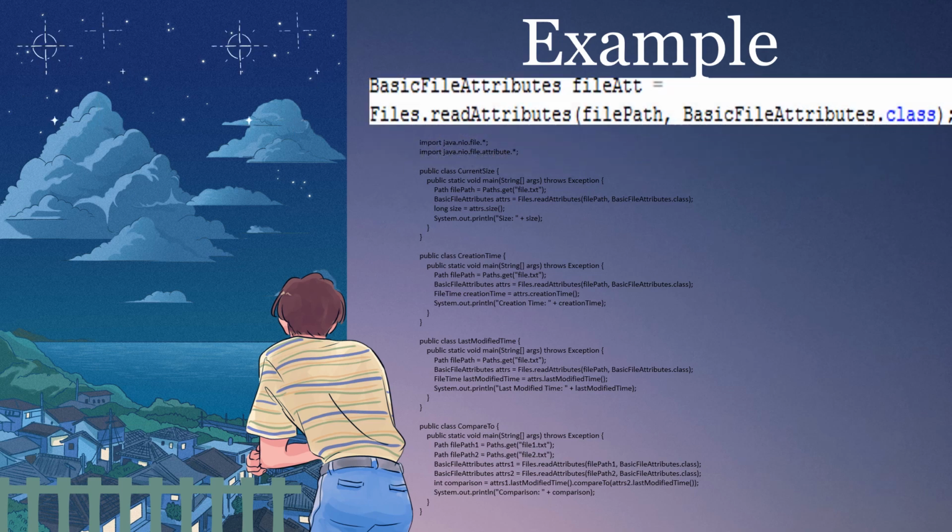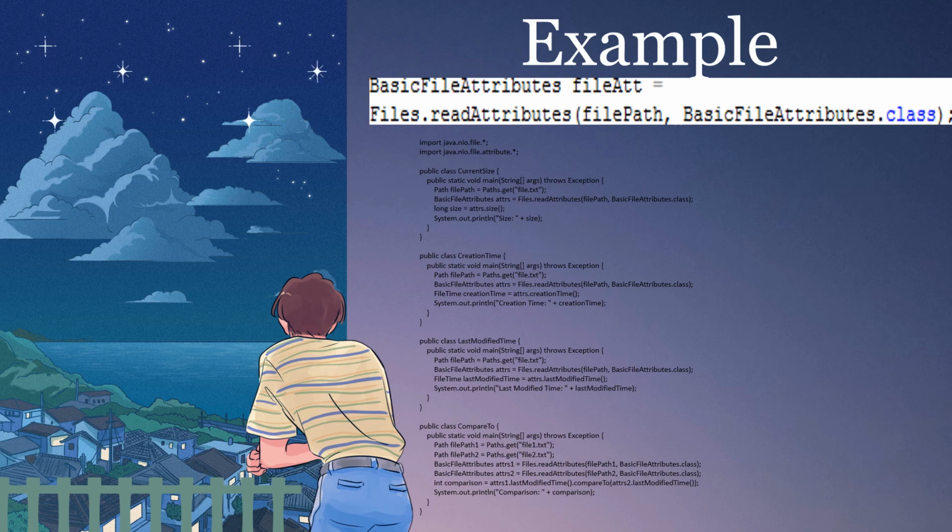BasicFileAttributes methods: size returns the size of the file in bytes; creationTime returns the date and time the file was created, in the format year, month, date, T for time, hours, minutes and seconds; lastModifiedTime returns the date and time the file was last edited, in the same format as creationTime; compareTo compares the relationship between values retrieved from creationTime or lastModifiedTime.